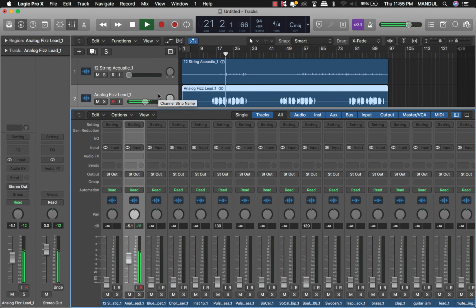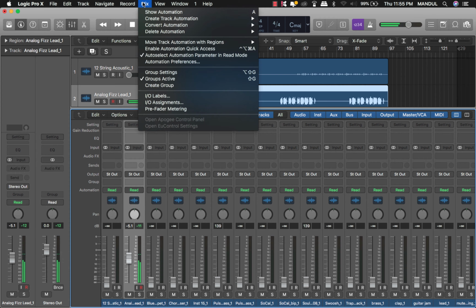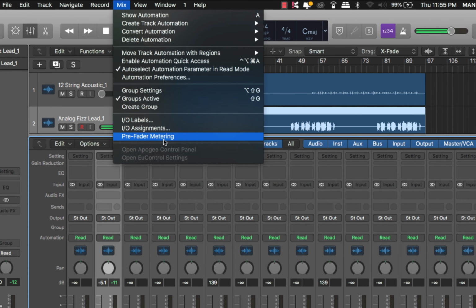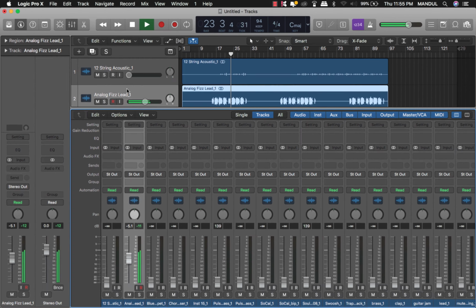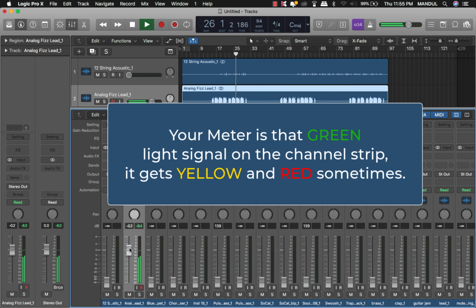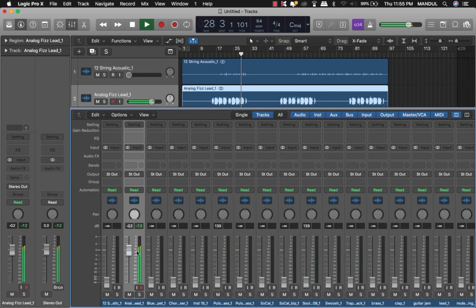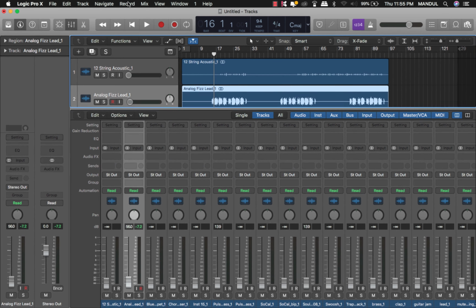Now that is because there are two forms of metering. There is pre-fader metering and there's post-fader metering. This is post-fader metering. So what's happening is your channel is metering post the fader. Now let me show you pre-fader metering.